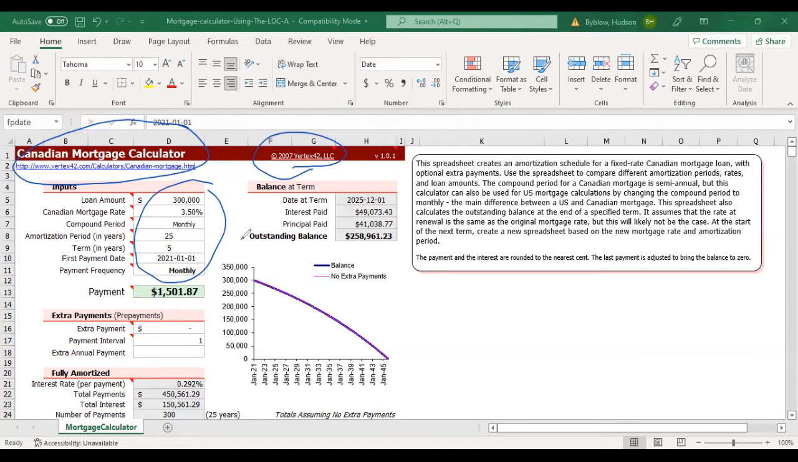So here's some things right off the top. This is just a sample mortgage. Let's say it's a $300,000 mortgage. There's your interest rate. Let's say it's monthly, a 25-year amortization, 5-year term, going from 2021 to the end of 2025. So there's your 5 years. Of course, something to consider is that after the 5-year term, you would have paid almost $50,000 in interest and $41,000 of principal.